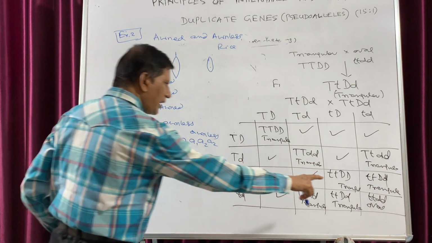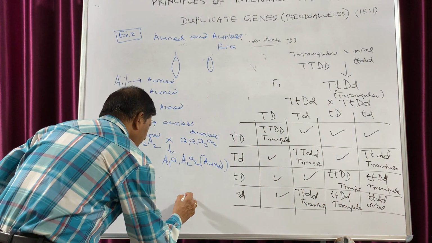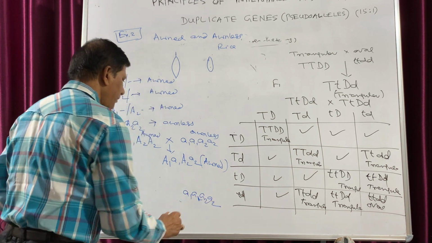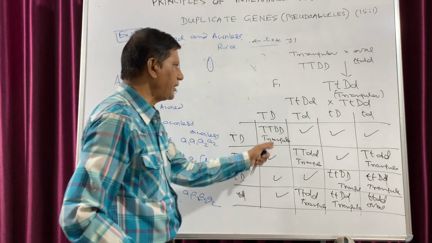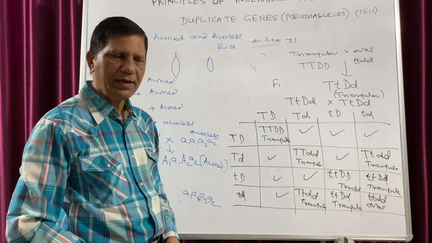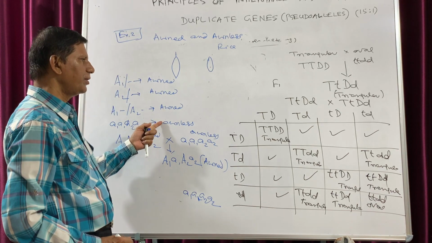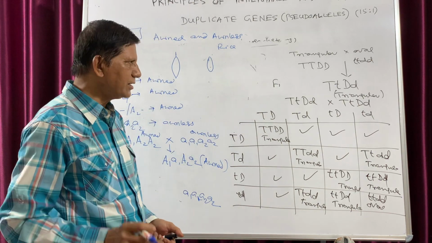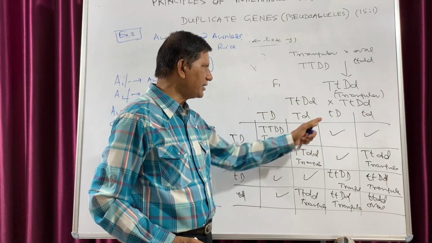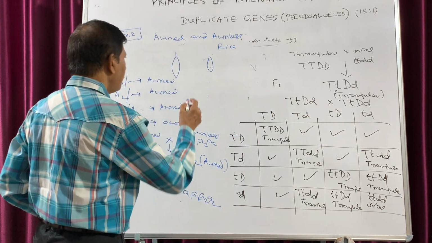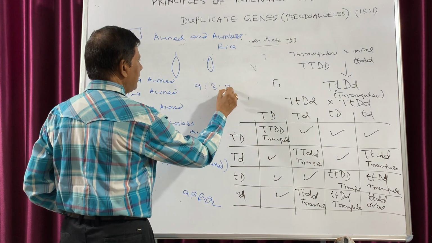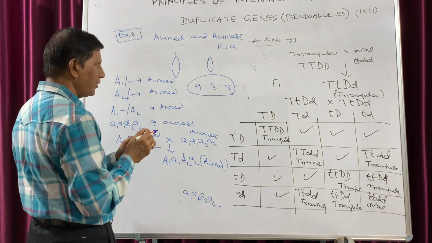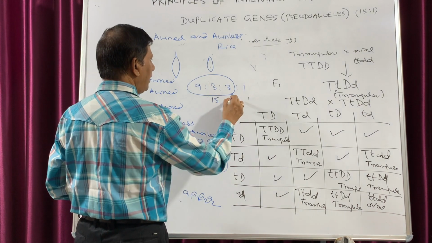So only in this last one we will get the recessive a1, a1, a2, a2, which will give the awnless, and in the remaining 15 cases, as we have shown here, it will be awned, because either both dominant genes will be present in 9 cases, and one dominant gene in 3 cases, the other dominant in 3 cases. So that 9:3:3:1, that means these 3 types will be clubbed together into 15, and this is 1.